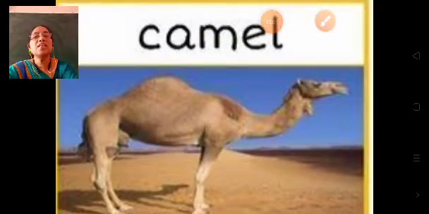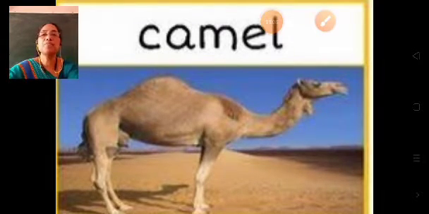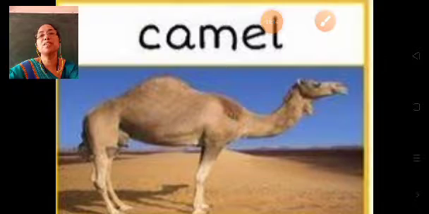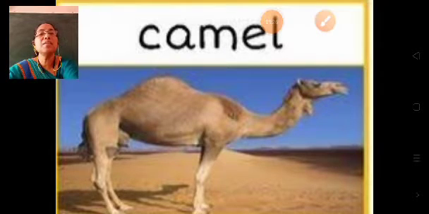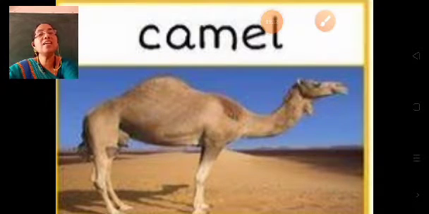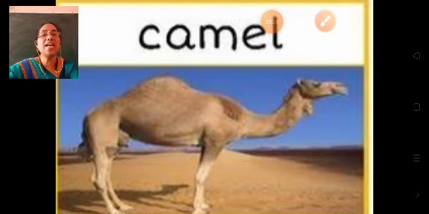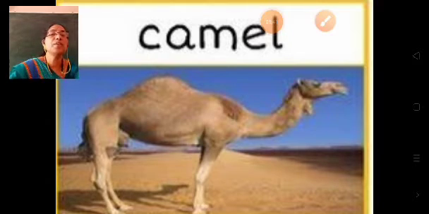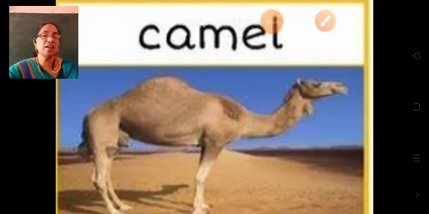Students, the skin of desert animals is thick and not very hairy. This thick skin protects them from the heat of the sun. Okay, understood, no? Desert animals like camel, they have thick skin and hairless skin, and this skin protects them from the heat of the sun.